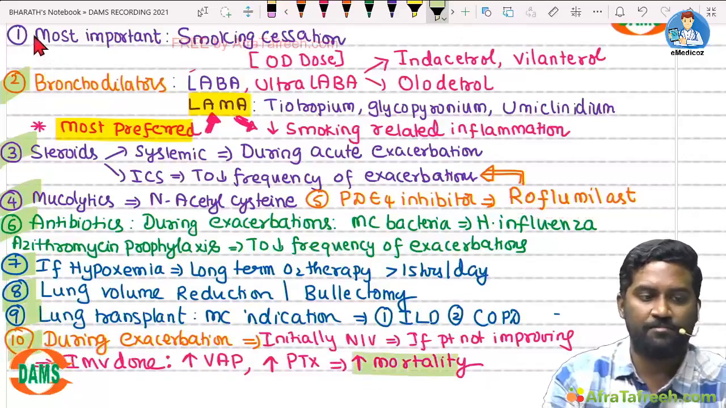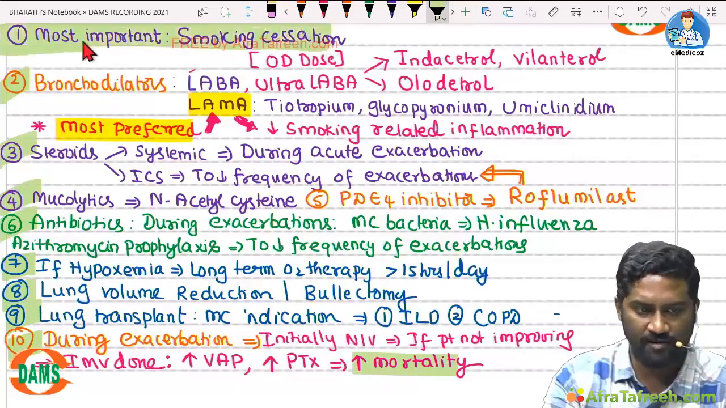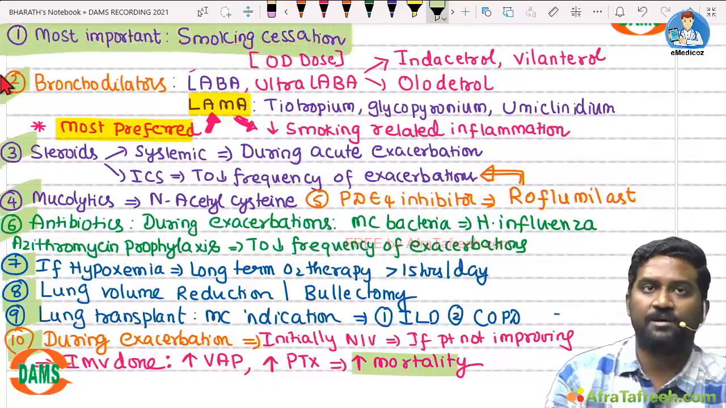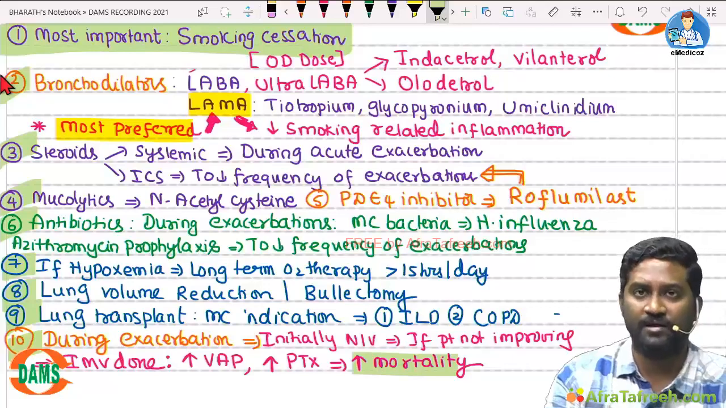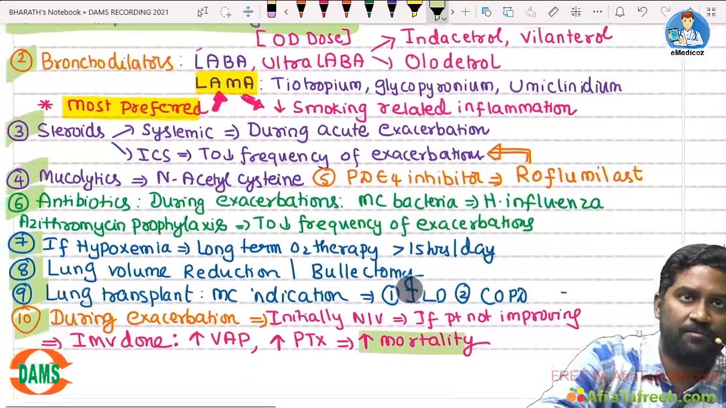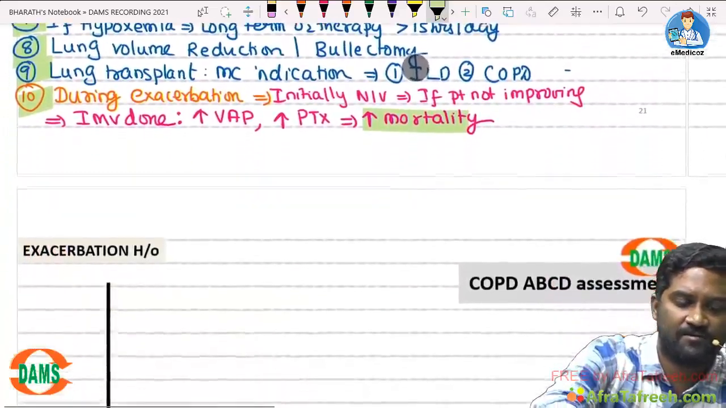All this can be prevented if he stops spending 50 rupees on cigarettes every day. So, that is the bottom line. When you stop smoking, the progression of the disease can be avoided. The complications can be avoided. That's why most important is smoking cessation.